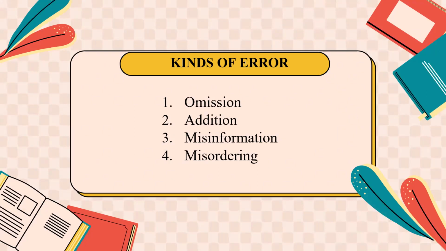Okay, thank you Ayu Aulia Sabita. And the next presenter is me. Next I will explain about kinds of error. There are four kinds of error. The first is omission, the second addition, the third misformation, and the last is misordering. And first, I will explain the omission.